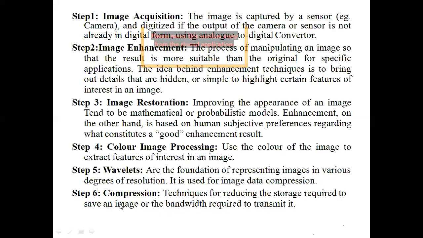Okay ma? Why are we using the compression technique? To reduce storage space, we are using compression, or the bandwidth required to transmit it. Suppose when we transmit that image, we can also decrease the bandwidth.